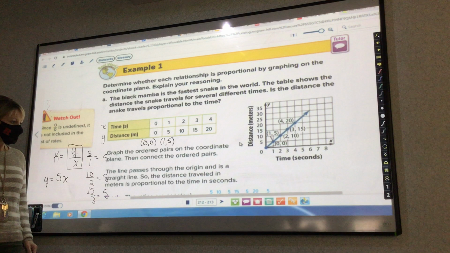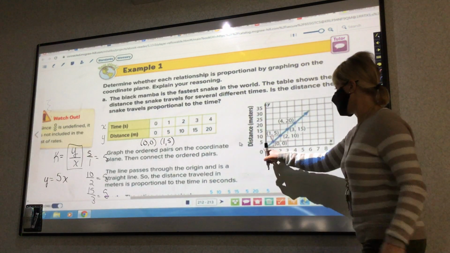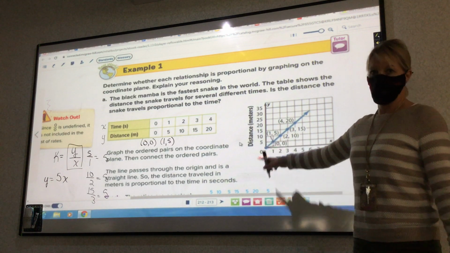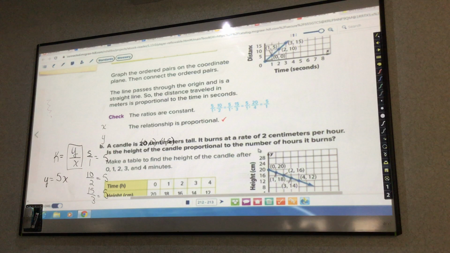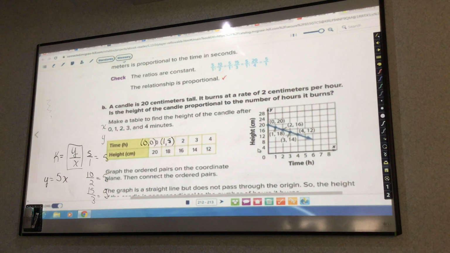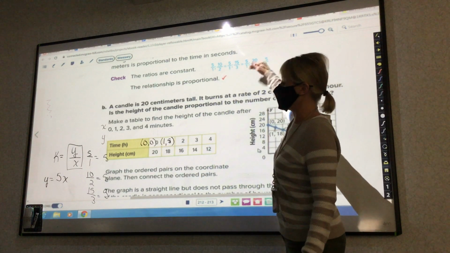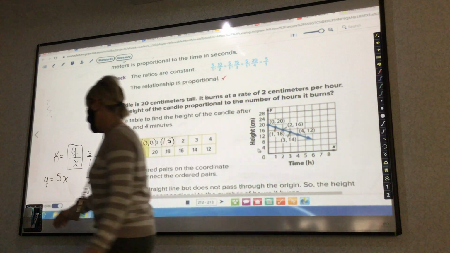All right? So if I would say the distance, so in 1 second, they traveled 5 meters. So for every second, it is 5 meters. So the unit rate would be 5 per unit. Oh, look, before I even look down at this, look what it said. The ratios are constant. Did we not find it already? But by looking at the chart. Let's look at B.